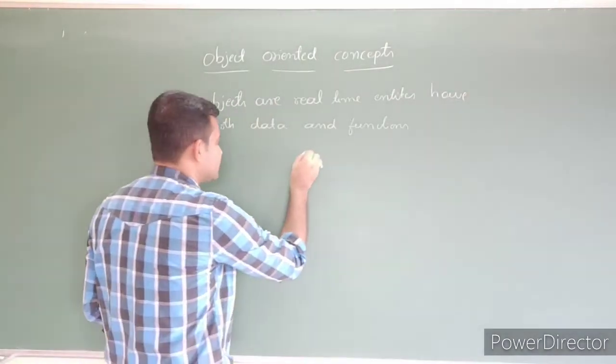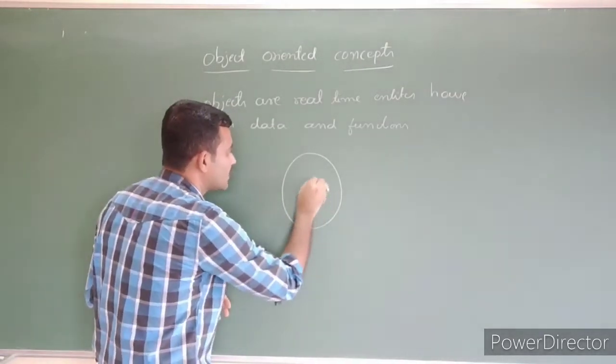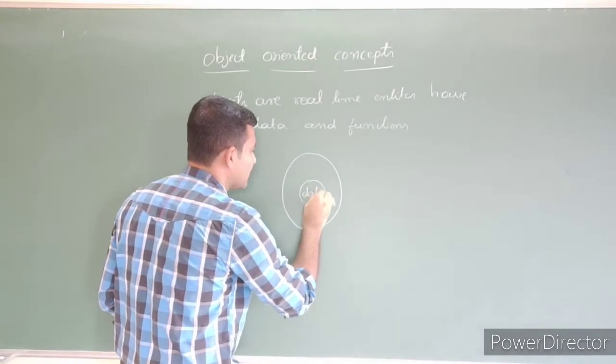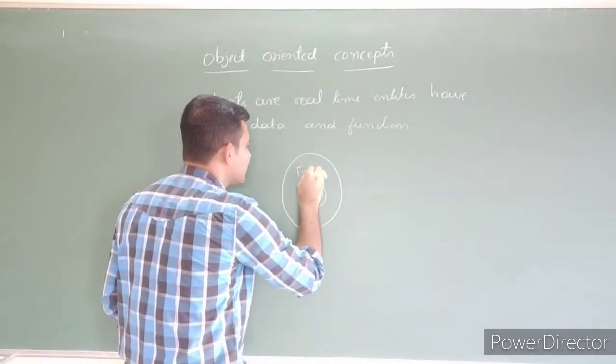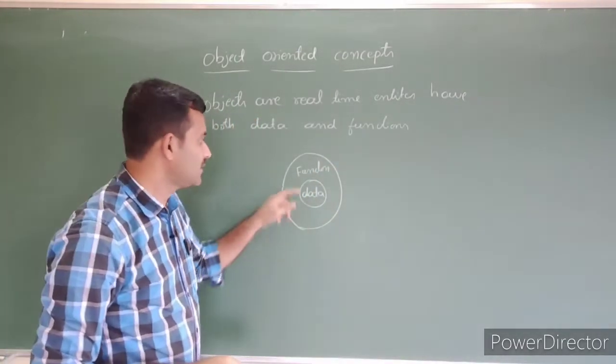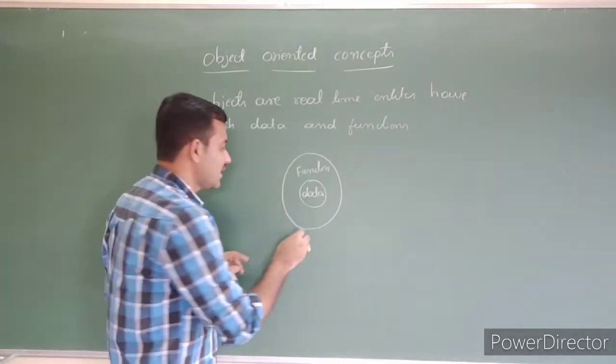Then the object combines both data and functions. For example, see here, it is data. Then around the data there are functions. These functions only work with the data present inside the object.